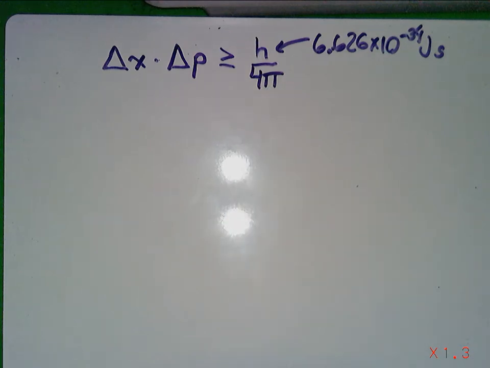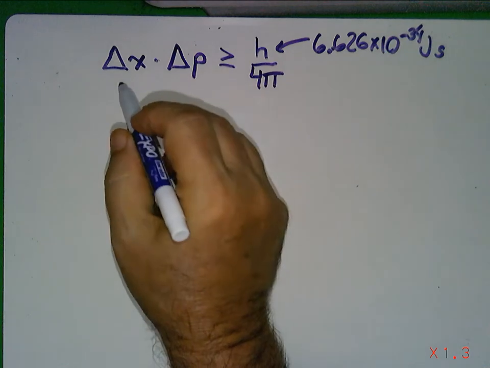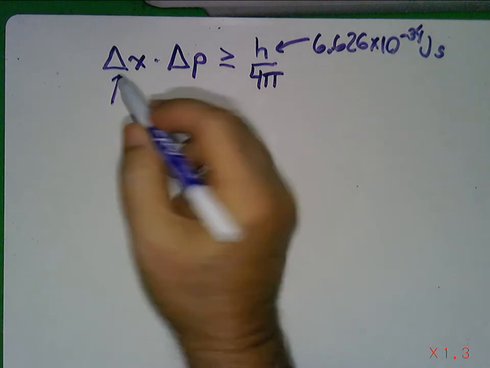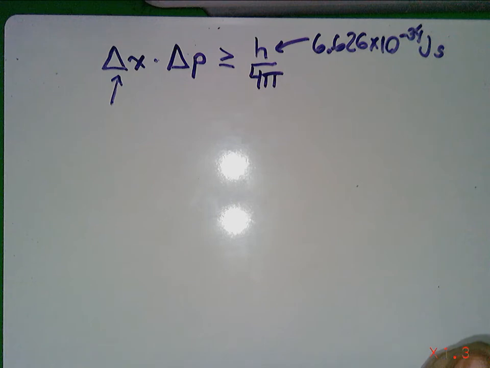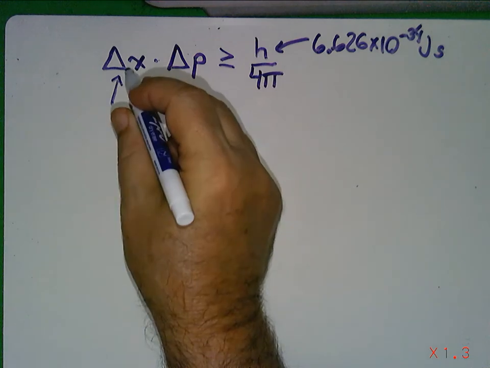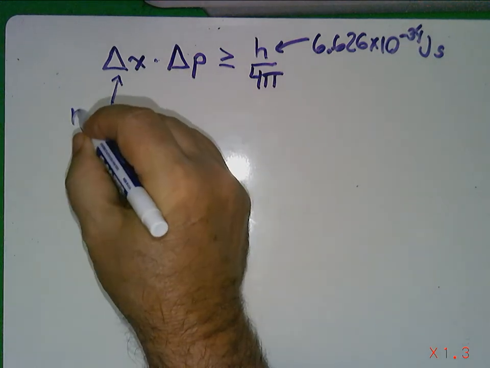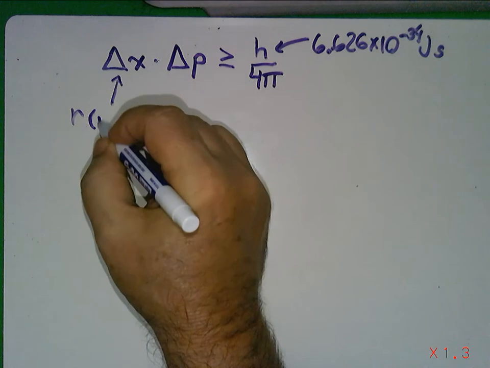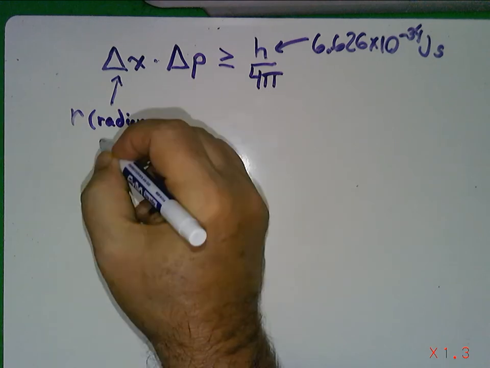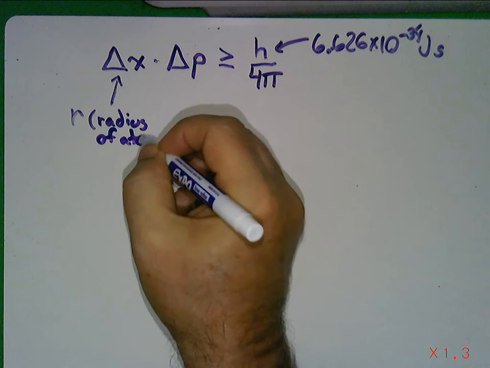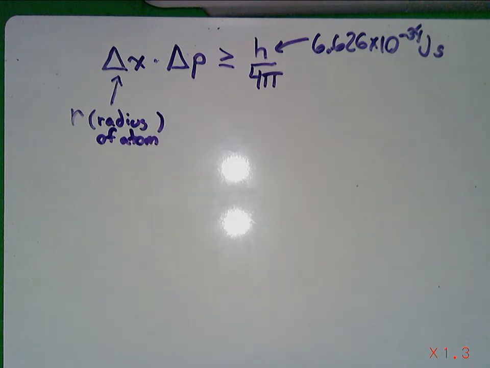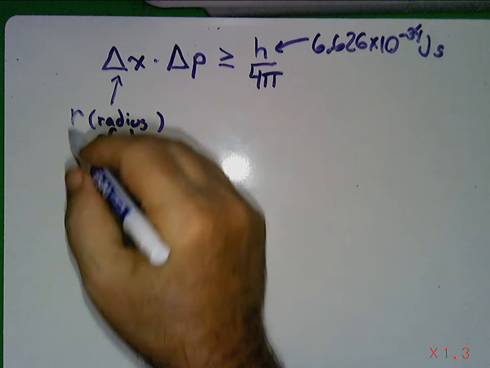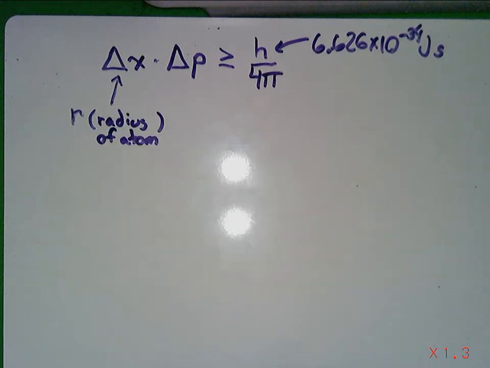Now, let's use it to figure out why atoms are the sizes that they are. Why are they so small? Let's suppose that we are looking at the uncertainty in the position of an electron in a hydrogen atom. Let's say that the uncertainty here is r, the radius of the atom. So we're not sure where the electron is. We know it's somewhere in the atom, and we'll say it's give or take a radius of the atom. It's the uncertainty in the position.